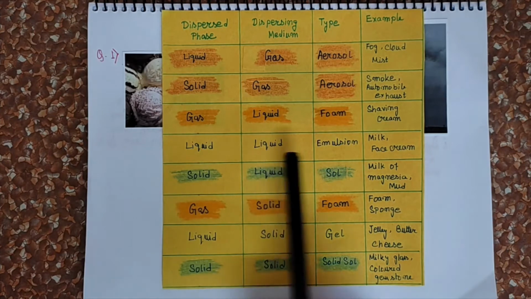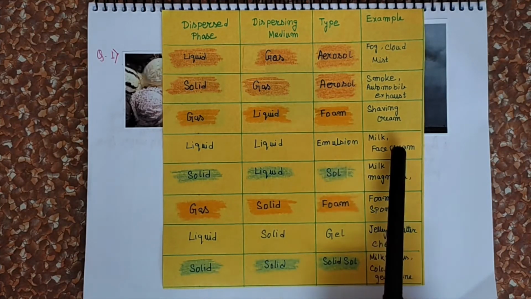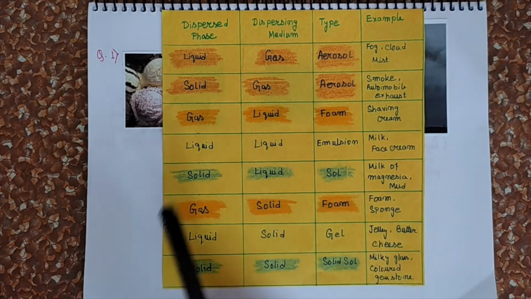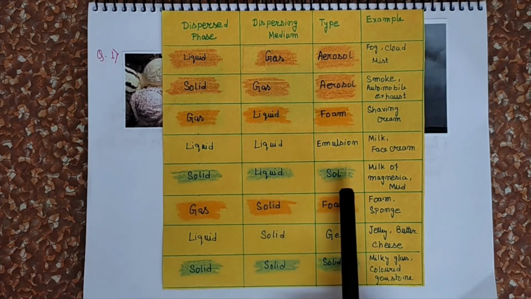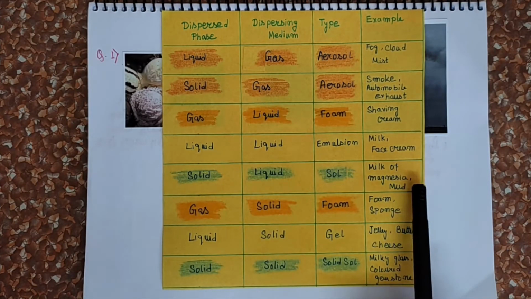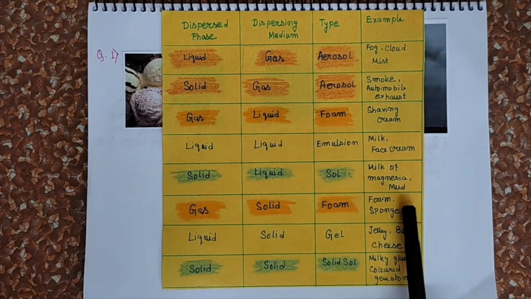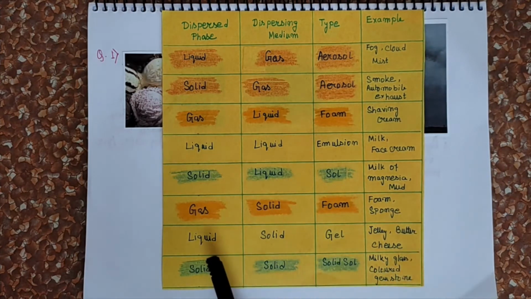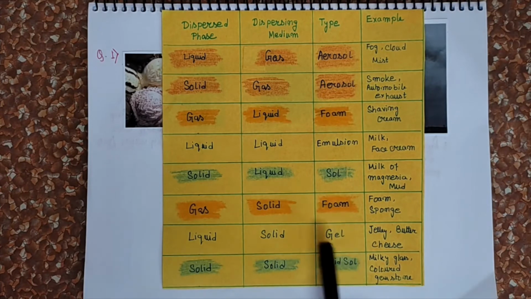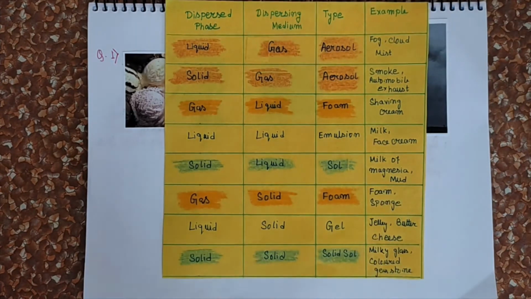Next, liquid, it will form emulsion. So milk and face creams. Now solid liquid, it will form sol, milk of magnesia and mud. Gas solid, it will form foam, and sponge are the examples. Now liquid solid, it will form gel, so jelly, butter and cheese. Last one is the solid, it will form solid sol. Example, milky glass and colored gemstones.